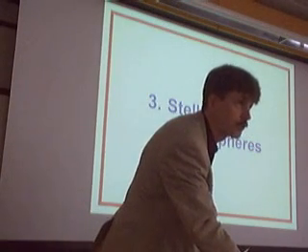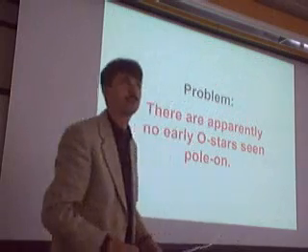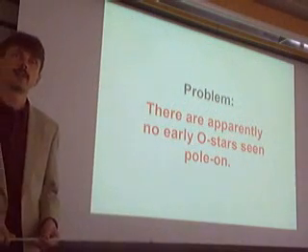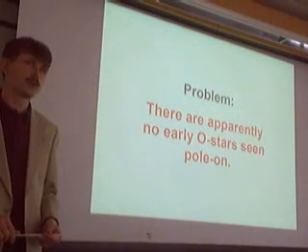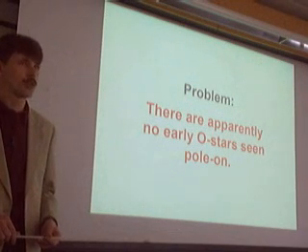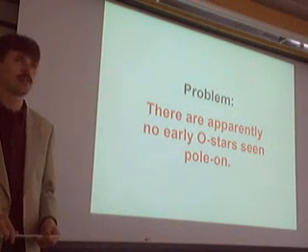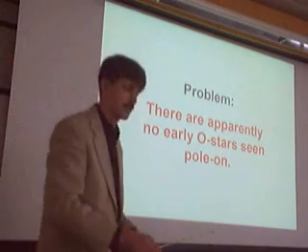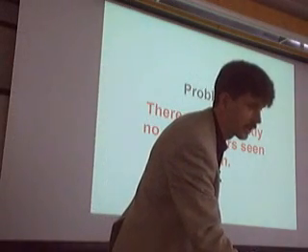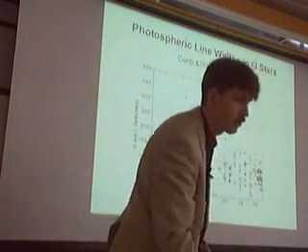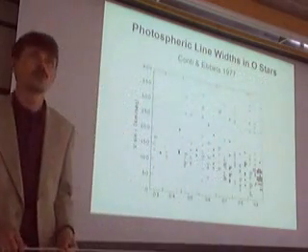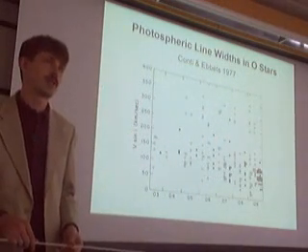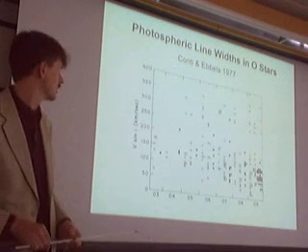So let's look at the first application, which is to the photospheres of O stars. There's a problem that photon bubbles might shed some light on, and that's that there don't seem to be any O stars that are pole-on. There are none where we're looking at the rotational pole, apparently. And this is a problem that's been known for a long time, going back to Slettebak in the 1950s.